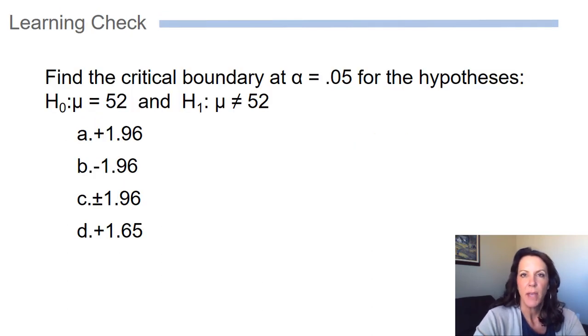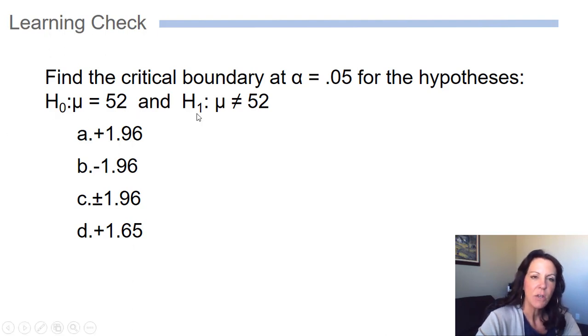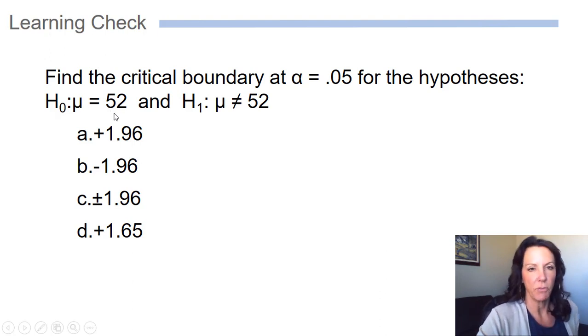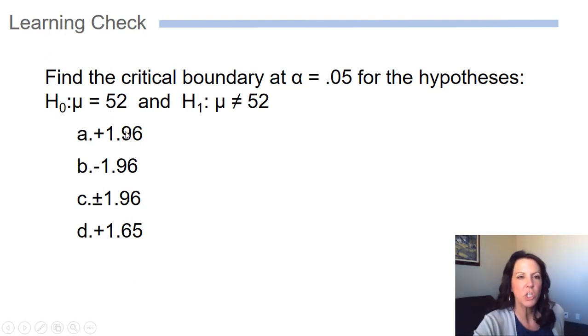Find the critical boundary at alpha 0.05 for these hypotheses. And in this case, let's start with the alternative hypothesis. The mean of the population that my sample comes from is not equal to 52. Or the mean of the population that my sample comes from is equal to 52. I know just by looking at equals and not equals, I'm now dealing with a two-tailed test because I'm just going to say that either it's equal to or it's not equal to. I'm not saying in which direction it's going to be.